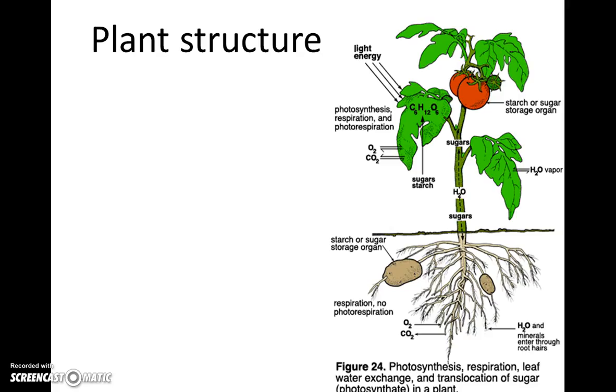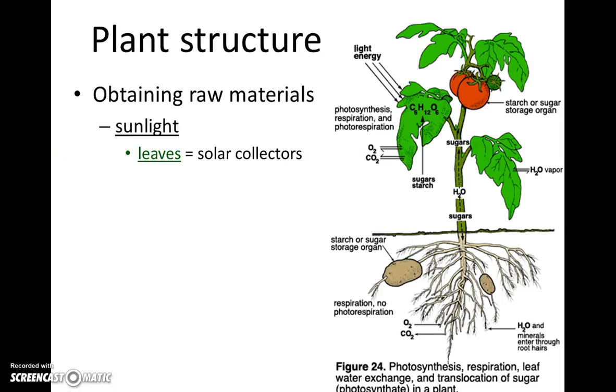So let's talk a little bit about the plant structure in general and how they get the raw materials that are needed to do photosynthesis. So, of course, they need sunlight, and that's mainly done by the leaves of the plant. They're the little solar collectors, as shown here. They're like little solar panels that soak in all that light energy. So that's where the plant gets the sunlight.